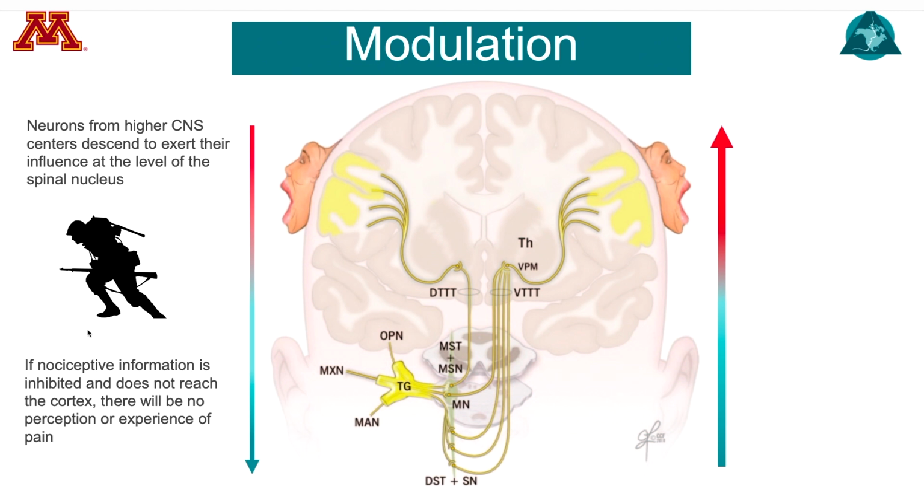And the higher brain centers try to control the nociceptive information. They inhibit it, so the patient cannot feel the pain. And if the pain is not at the higher brain center, the patient will not feel it.